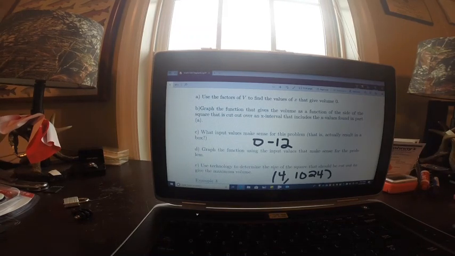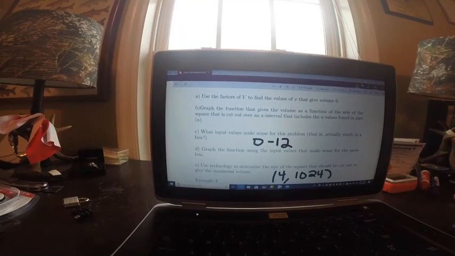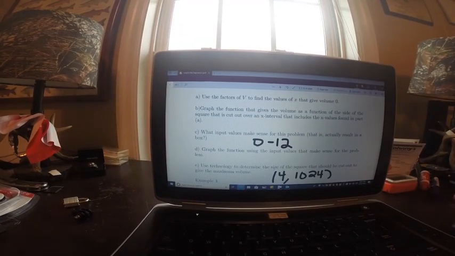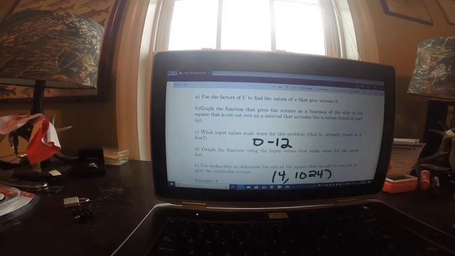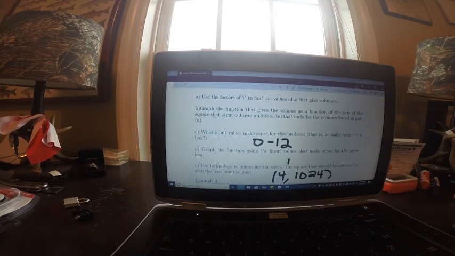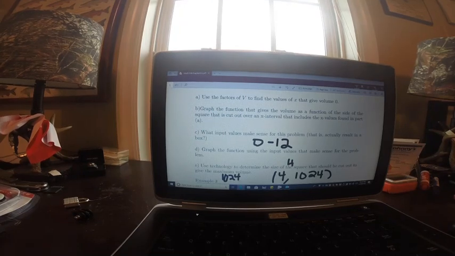So that's pretty much it. Use technology to determine the size of the square that should be cut out to give the maximum volume. 4 is the size of the square. So the real answer you'd be looking for here would be 4. So the size of the square here, that's your 4. The maximum volume, like I said, if you wanted to indicate that as well, would be that 1024. And it's that simple.